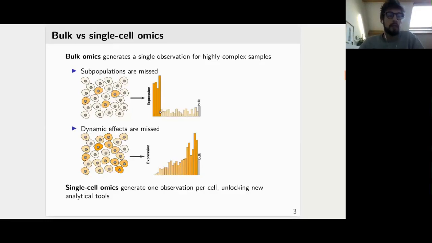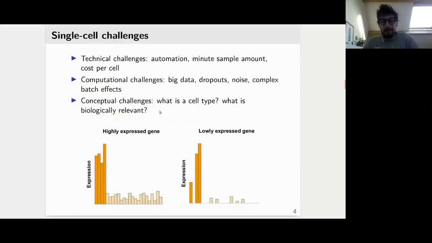And therefore, in recent years, single-cell omics have been developed. Single-cell omics generates a single observation for each cell separately. And this is very powerful because it also allows us to unlock new analytical tools. However, it's very nice, but there are still some challenges.